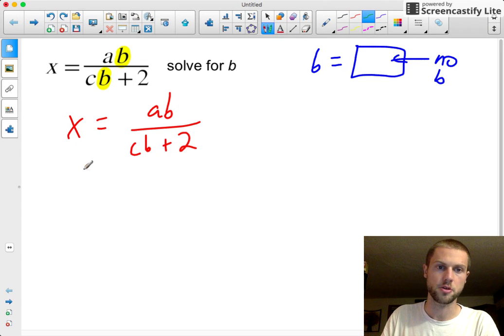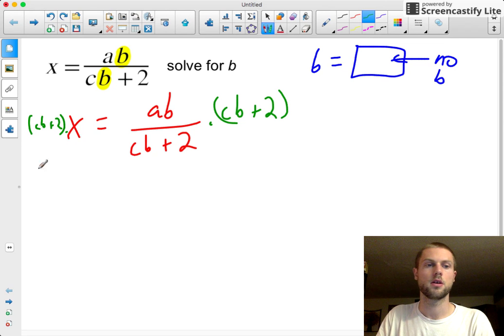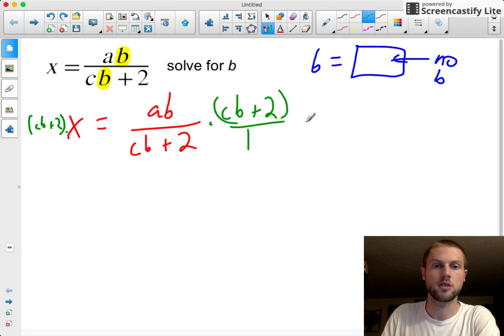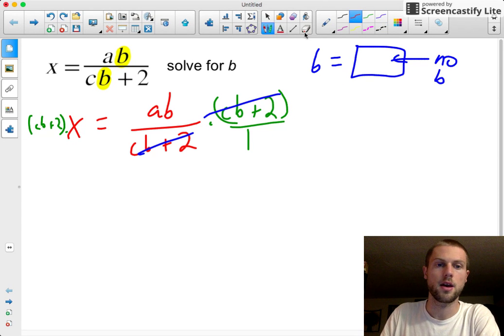You can either think cross multiply here, or I'm just going to straight up multiply CB plus 2 to this side, and I have to multiply CB plus 2 to this side as well. Notice I put this whole quantity in parentheses because I'm multiplying all of this by x. Not just the 2, not just the CB, but I'm going to have to distribute that x when I multiply this together. So this is like a CB plus 2 over 1, which is going to end up canceling with this CB plus 2. Hey, isn't that nice? And on my right-hand side, I've got AB left.